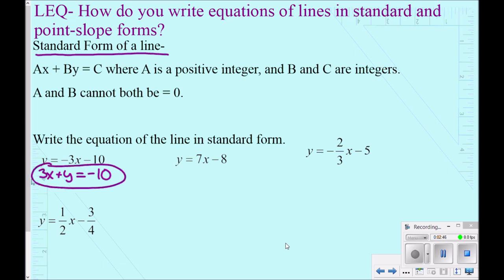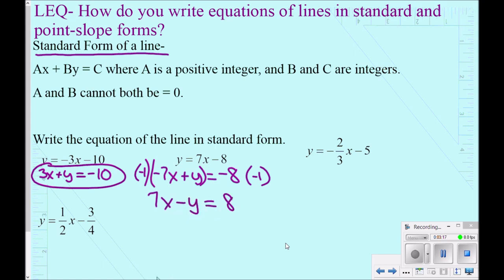The next one, I'm going to first subtract 7x from each side. So -7x plus y is equal to -8. Now the problem with that is that A, the number in front of the x, the coefficient for the x, cannot be negative. So I have to multiply everything through by -1 to get rid of that negative in front of the x. That gives me 7x minus 1y equals +8. 7x minus y equals 8. Now I have standard form.